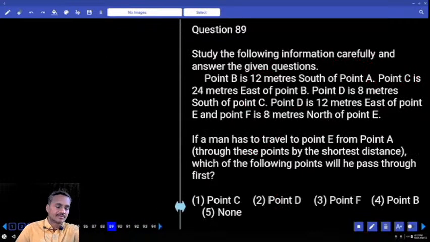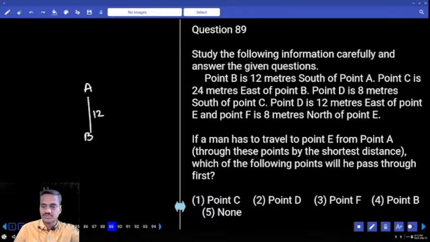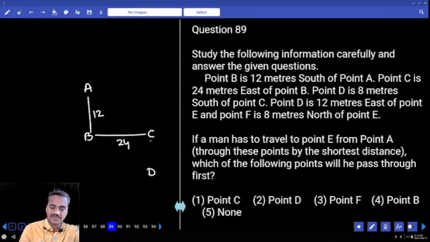89, it comes under directions. 89 and 19. B is 12 meters to the south of A. A is here and B is here. Now this B is how many meters? 12 meters to the south of A. C is 24 meters to the east of B. Now C, which is 24 meters to the east of B. D is 8 meters to the south of C. Now between D and C, the distance is 8 meters. And D is 8 meters to the south of C.